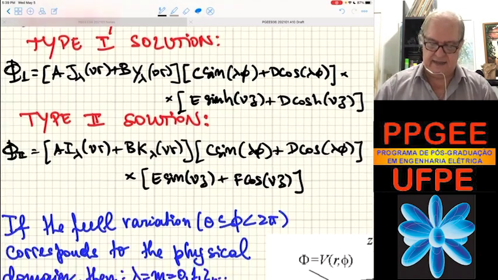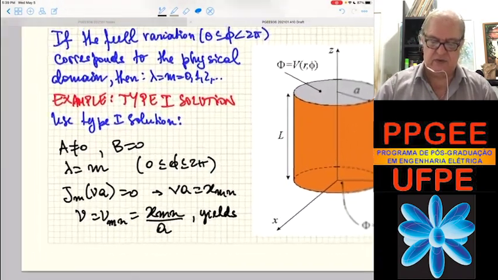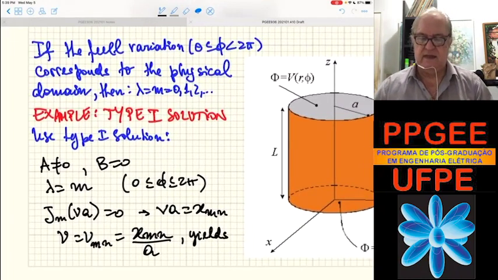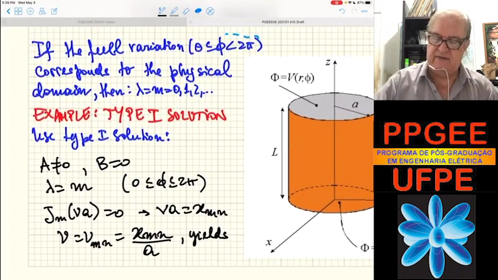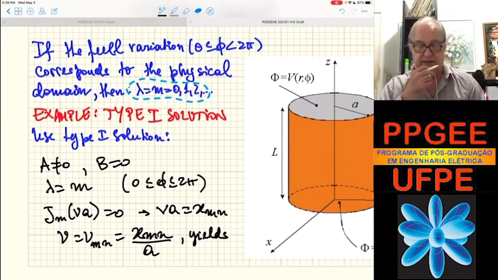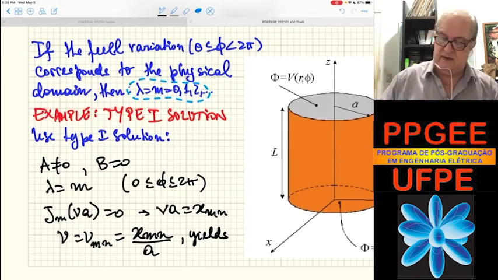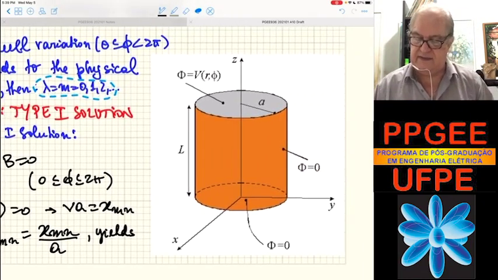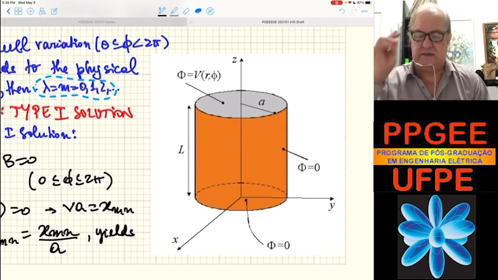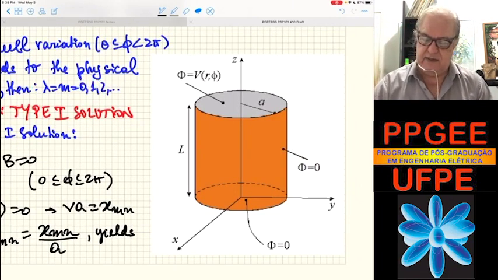Here is an example of using a type 1 solution. So again, if you have the full variation of phi involved, you're going to use integer values of lambda. So suppose that we have this problem inside of the cylinder in which the potential is given at a height z equals L.